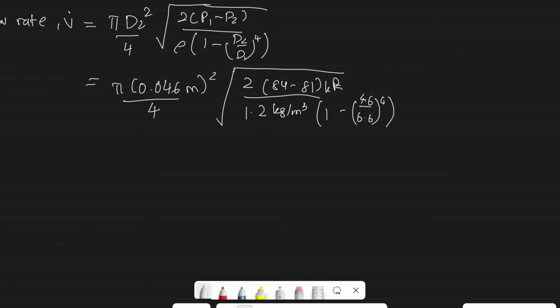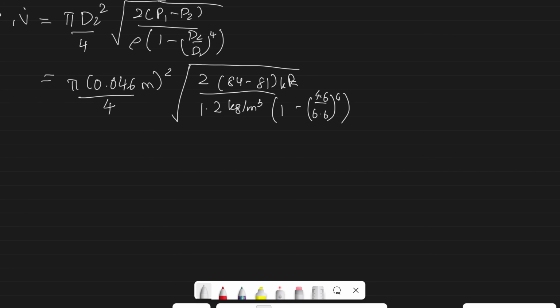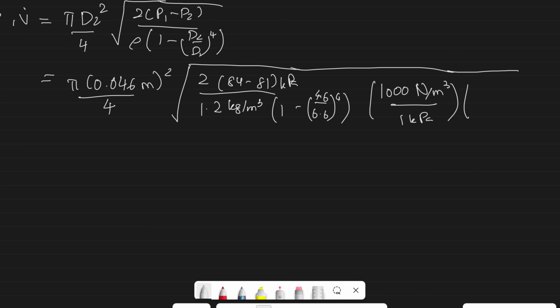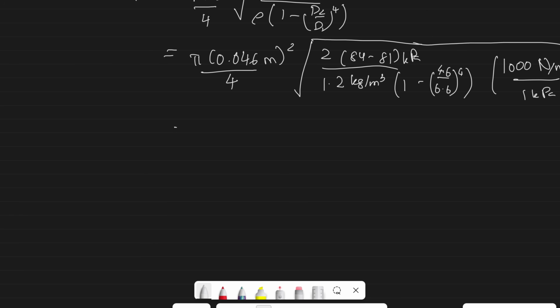Okay, and then to change the unit, times 1000 Newton per meter square over 1 kPa. Change kPa to Newton and meter, and then 1 kilogram meter per second square over 1 Newton. So the answer, you will get 0.134 meter cube per second.